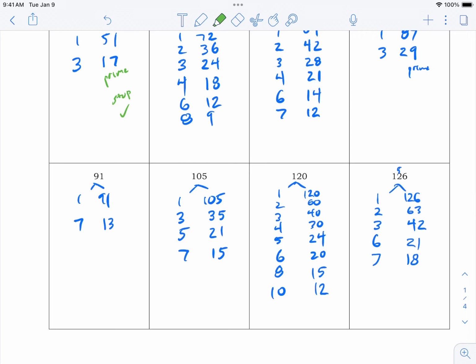8 goes into 12 once with 4 left. 8 into 46. No, that's not in my times tables. 8 doesn't work. 9 will work because 6 plus 2 plus 1 is 9. So 9 has to work. 9 goes into 12 once with 3 left. 9 goes into 36. 9 times 4 is 36, times tables. 10 won't work. 11, I don't think. 12, no, that's not in our... We're done. We did it.